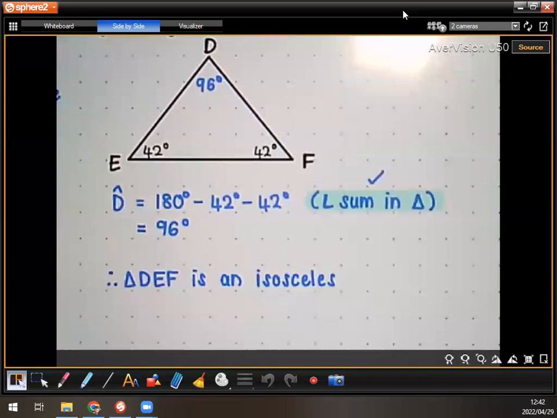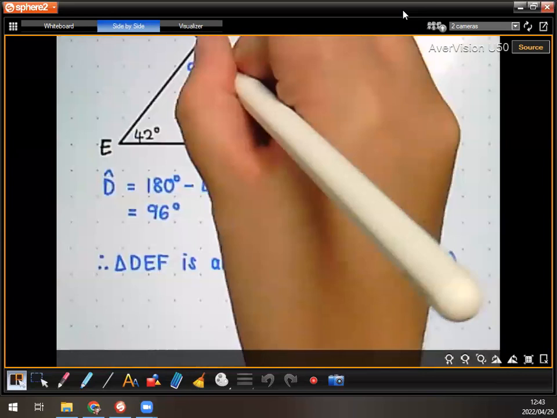Now we can see, guys, we have 2 equal angles, yes? 42 and 42. So what does that mean? Isosceles. So therefore, triangle DEF is an isosceles. Please try and spell it correctly. You won't do them all, but I need you to try. That's why it's isosceles, because we have 2 equal angles.